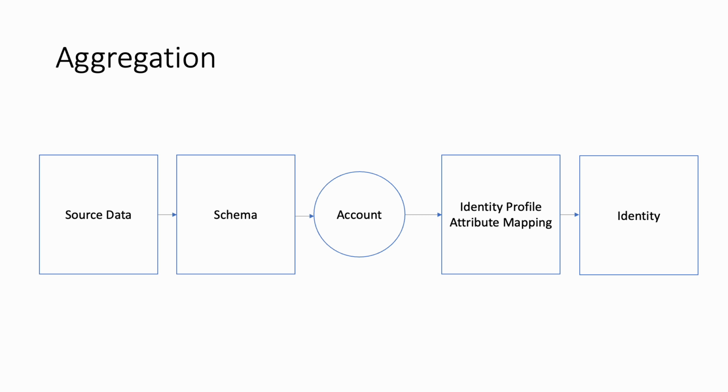After this, the user account attributes such as name, email, and role from the source systems are mapped to corresponding fields in IdentityNow's identity profile. After the mapping is completed, the user's identity is created or updated in IdentityNow. This identity aggregates all the account information from different sources to create a unified identity profile.